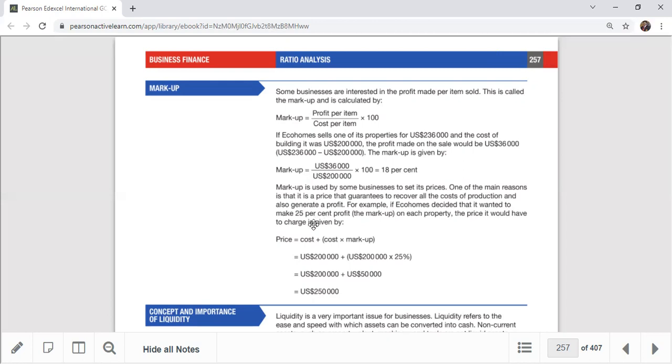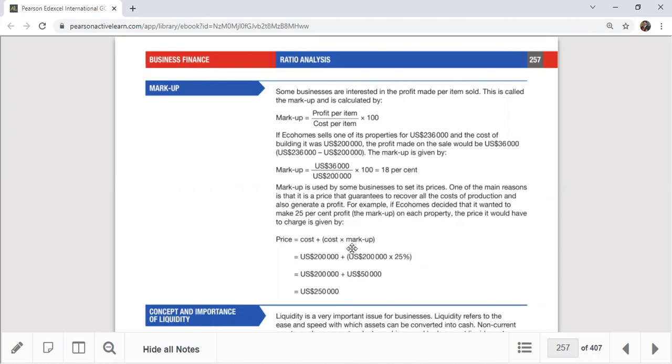For example, if Eco Homes decided that it wanted to make a 25% profit, the markup on the property would determine the price charged. That's why, if you remember in marketing management, we discussed a pricing strategy called cost plus pricing. So cost plus pricing: this is the cost value, and then the markup means the plus, the percentage of profit that we are adding to the cost. So that is the markup.